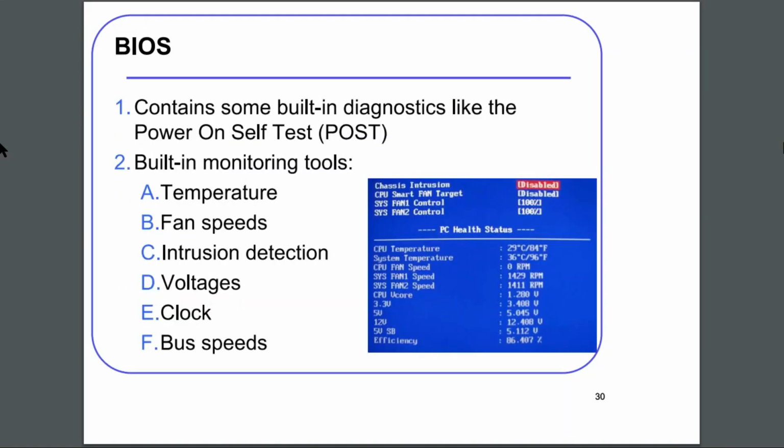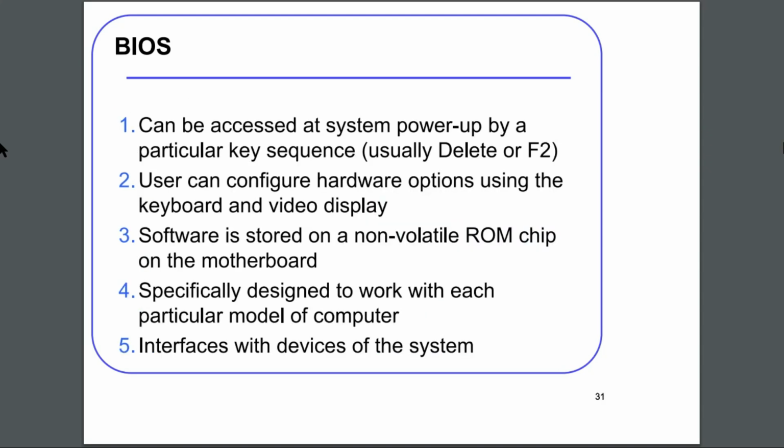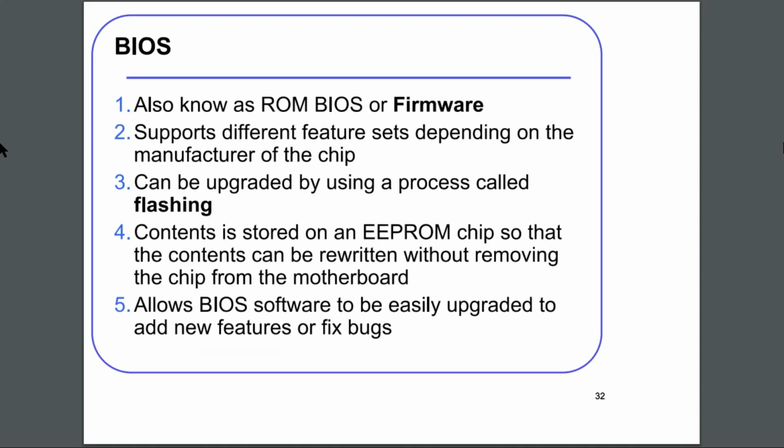BIOS contains built-in diagnostics like the power-on self test (POST), and built-in monitoring tools like temperature, fan speeds, intrusion detection, voltages, clock and bus speeds. BIOS can be accessed at system power up by a particular key, usually the Delete or F2 key on the keyboard. The user can configure hardware options using the keyboard and video display. The software is stored on a non-volatile ROM chip on the motherboard, specially designed to work with each particular model of computer, and interfaces with the devices of the system.